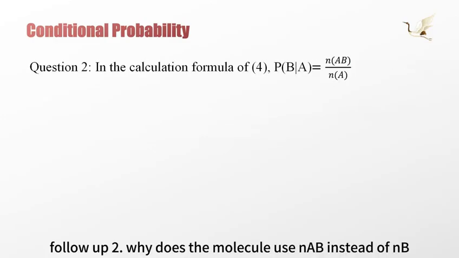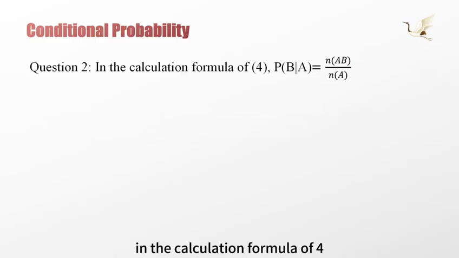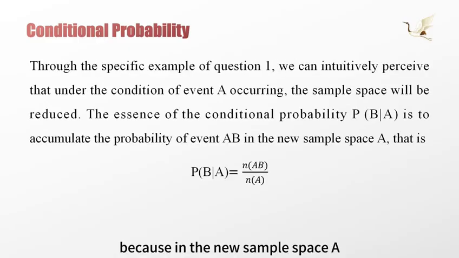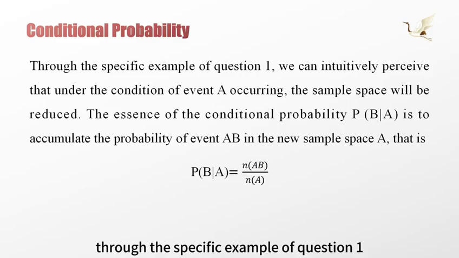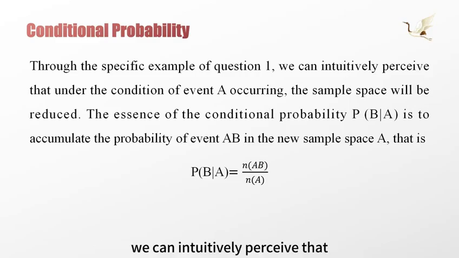Follow-up 2. Why does the numerator use N(AB) instead of N(B) in the calculation formula of question 4? Because in the new sample space A, event B is the product event AB, so the number of sample points is N(AB). Through the specific example of question 1, we can intuitively perceive that under the condition of event A occurring, the sample space will be reduced. The essence of conditional probability is the probability of event AB in the new sample space A.